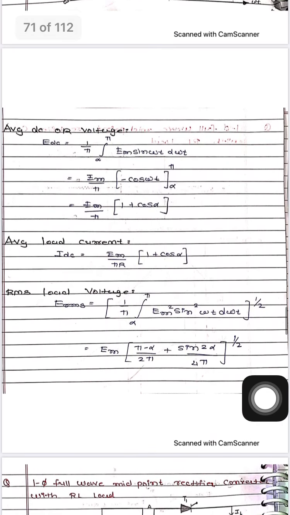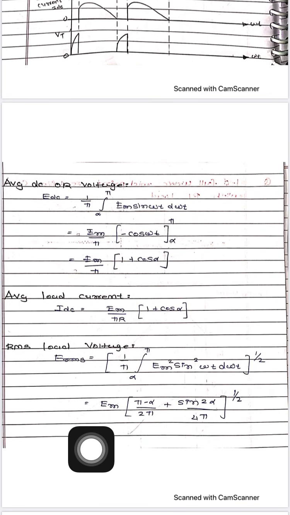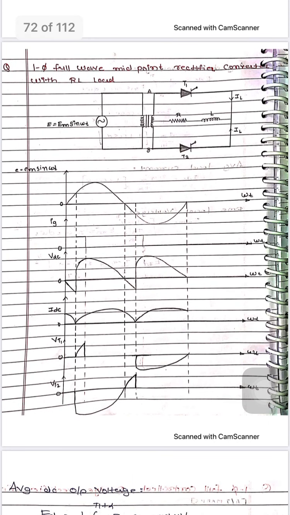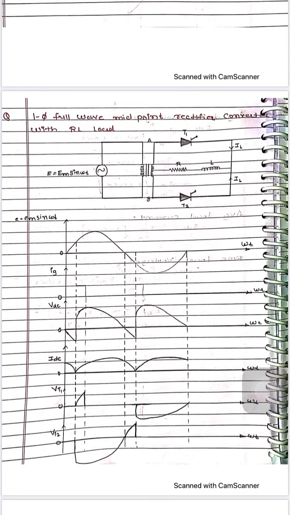So, these are the final equations of the RMS value of the load voltage in case of full wave converter. Now, as I told you, there are three types of load: resistive load, inductive load, or combinations of R, L and C. Before, we considered only a resistive load; now there is an inductive load.